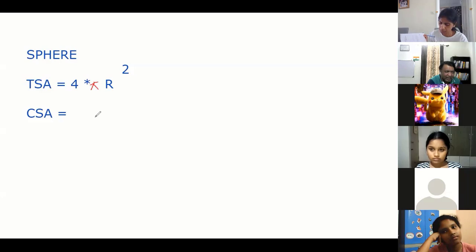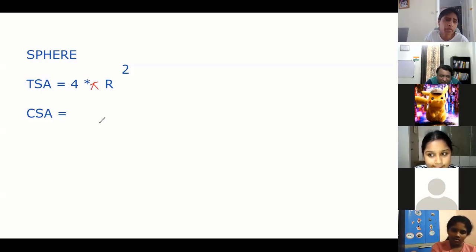4 pi r square is the total surface area of a sphere. What would be the curved surface area of a sphere? Imagine, think. If you know what the curved surface is and what the total surface is, you will get it. Sir, why is the total surface area 4 pi r square? I didn't get the concept.